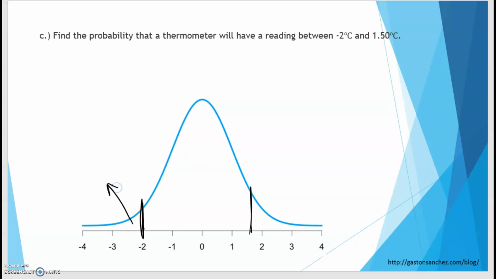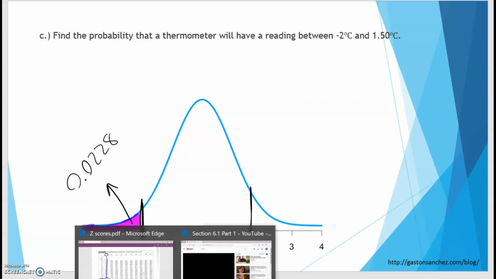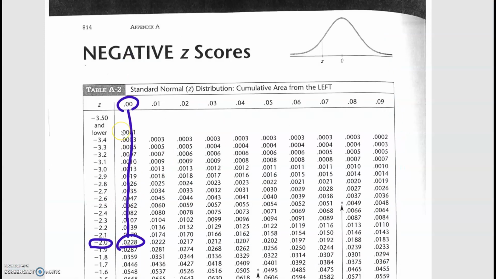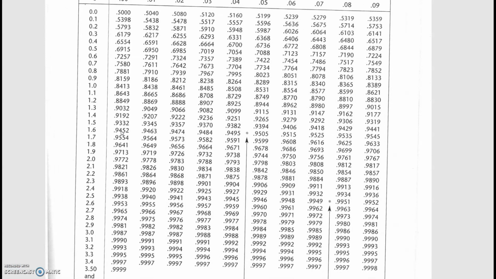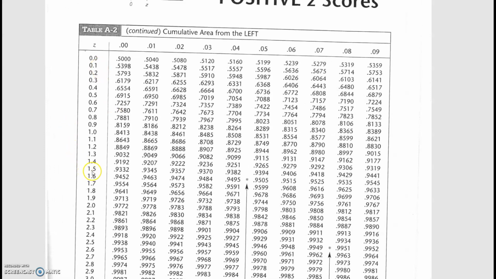Alright, so this side over here, that is 0.0228. Or we can say this little area right here. Okay, then you go back and you do the exact same thing for 1.50. Okay, so I need to be in the positive side. 1.50. So same thing. Where they intersect, which is right there, 0.9332.